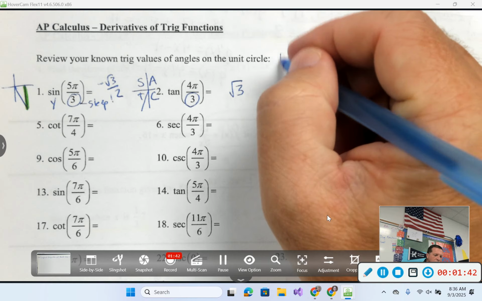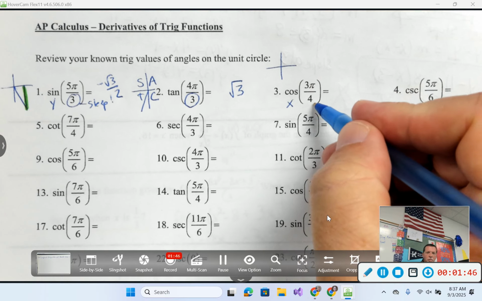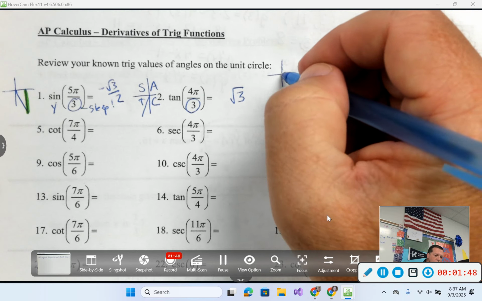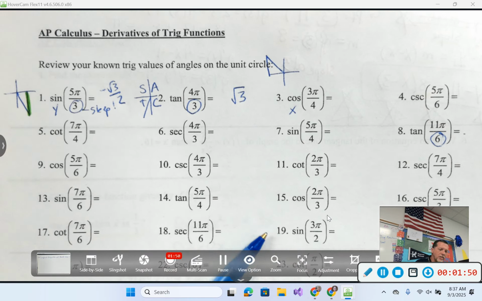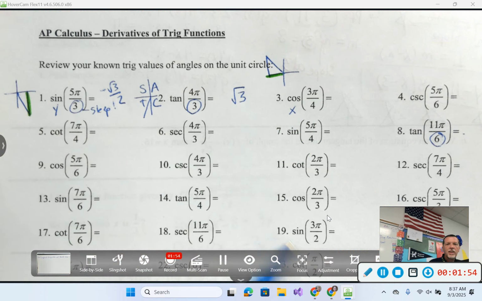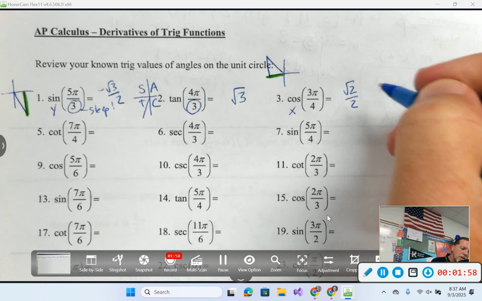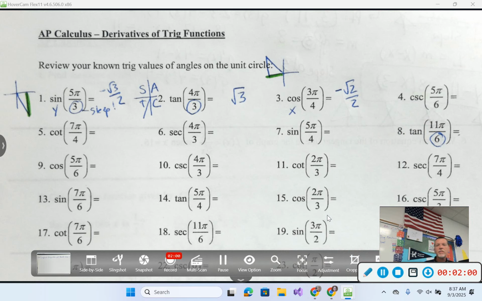Cosine 3 pi over 4. Cosine's the x-coordinate. Over 4 is the middle angle. 3 over 4 would be in the second quadrant. And the x side, well, that's that middle length side. All of those are root 2 over 2. But it's going backwards, so negative root 2 over 2.